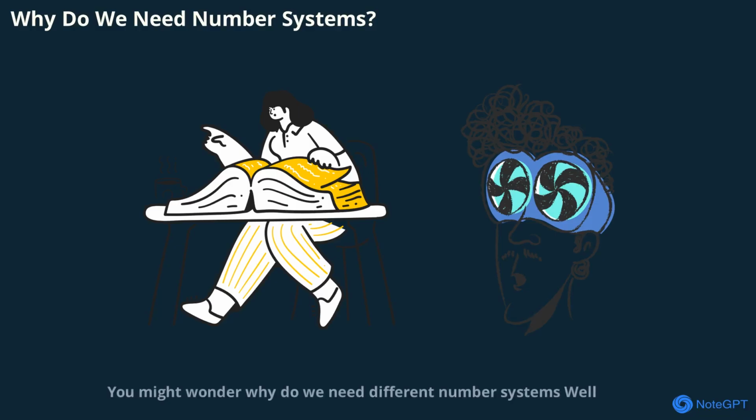You might wonder, why do we need different number systems? Well, number systems make it possible to represent and work with numbers in various ways. For example, computers use the binary system while we use the decimal system in our daily lives. Number systems help us count, measure, and perform calculations. They also allow us to solve complex problems, store information, and communicate data. Without number systems, it would be difficult to organize and understand the world of numbers. That's why learning about them is so important for students like you.